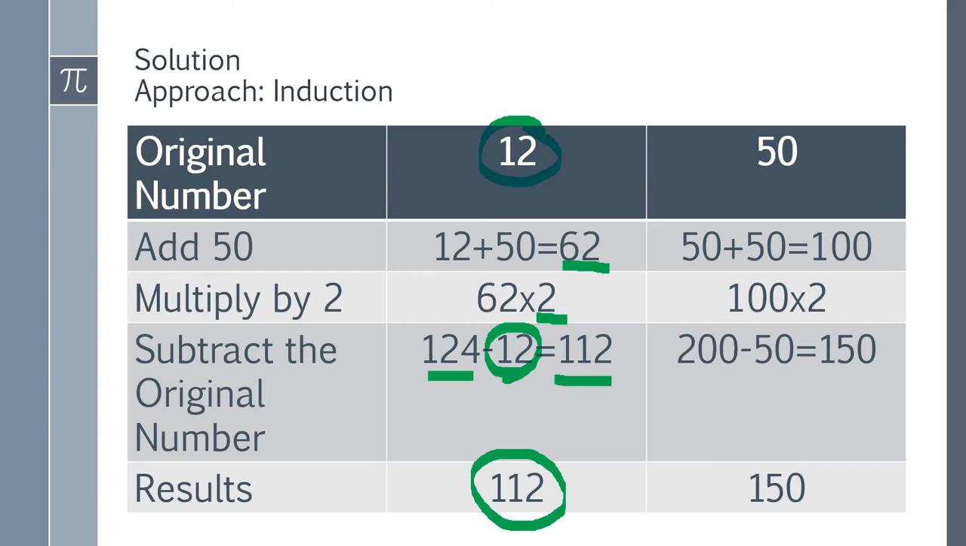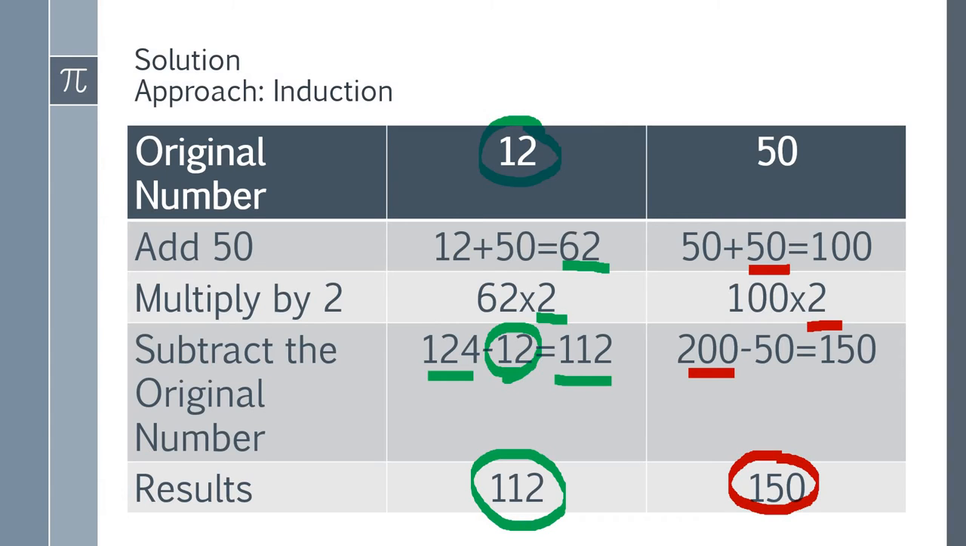Let's try to have another number, which is 50. So 50, we add 50, that gives us 100. Multiply by 2, then we get 200. Then subtract again by the original number, which is 50, that gives us 150.